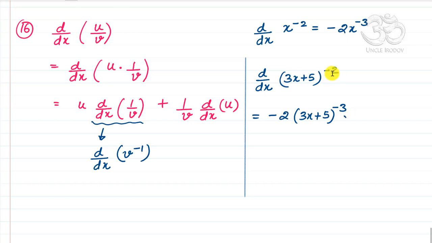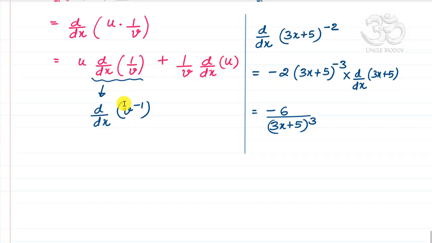So now we need to put a multiply d by dx of the function that is one level inside. What is that? 3x plus 5, that's all. And what will that give you? This 3x plus 5 will be 3. So correct, right? You got this?